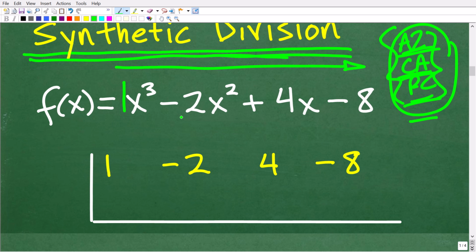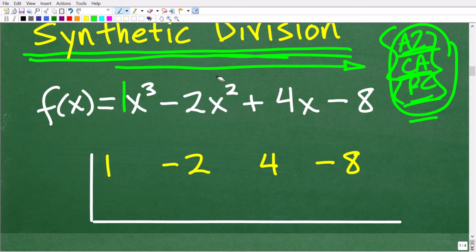So that is the first thing. Now, if we happen to have a power missing, we would just plug in a 0. So in other words, if we had x cubed plus 4x minus 8, we have to have a 0 here as the placeholder for x squared. Okay, now I'm just showing you a real simple example.